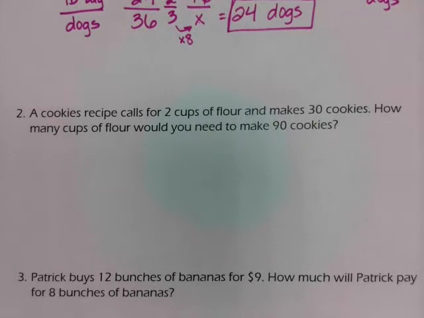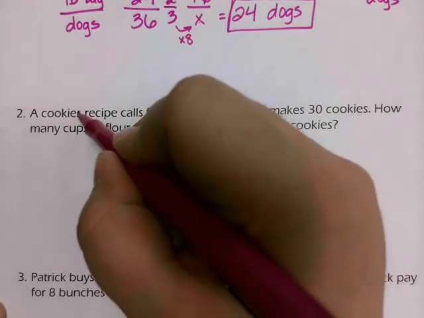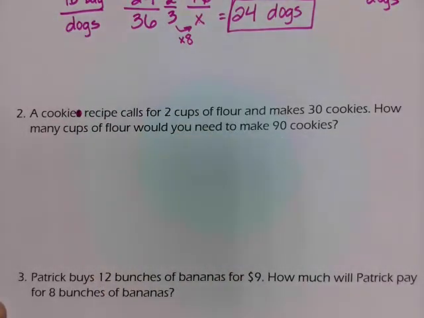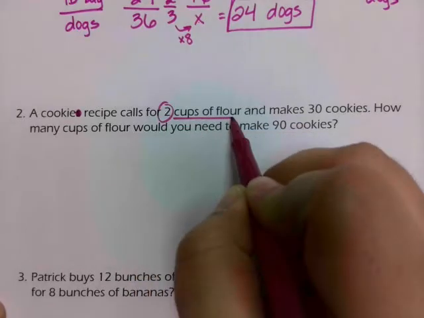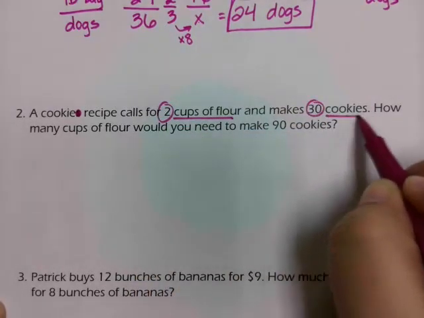All right, number 2, a cookie recipe calls for 2 cups of flour and makes 30 cookies.